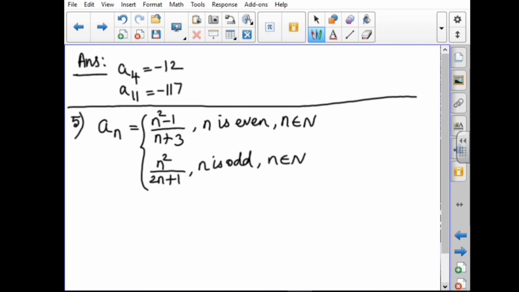Just understand the explanation. The nth term an is given with two expressions. If n is even, you have to use the first expression. If n is odd, you have to use the second expression. Now in the question they asked to find the 8th term a8 and the 15th term a15. This is to find. So we go to the next one.